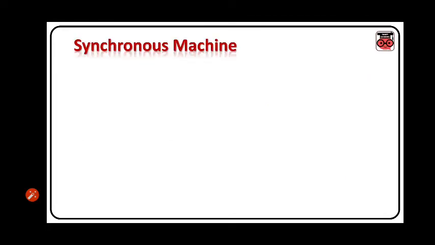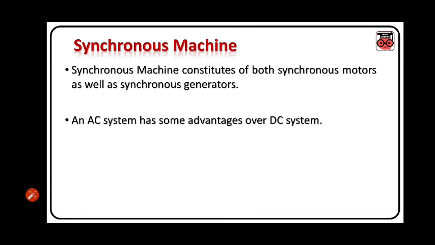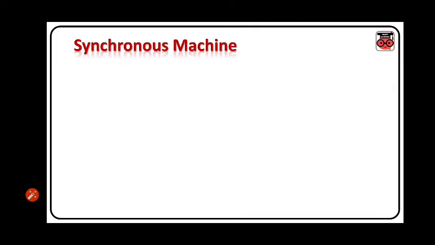Today's topic is synchronous machine. Synchronous machine constitutes both synchronous motor as well as synchronous generator. An AC system has some advantages over DC system. Therefore, the AC system is exclusively used for generation, transmission and distribution of electrical power.